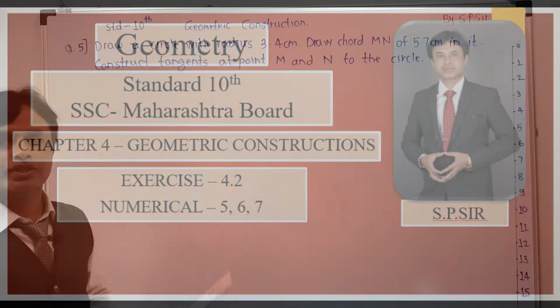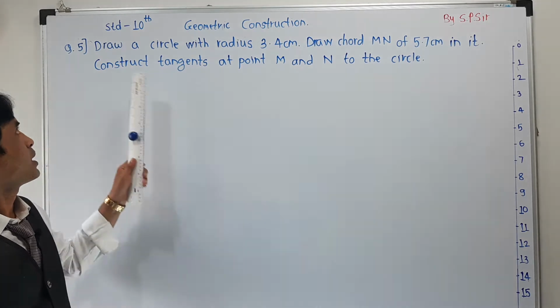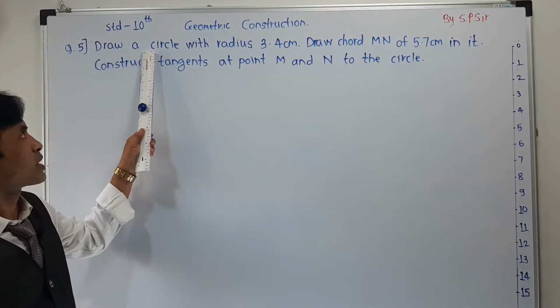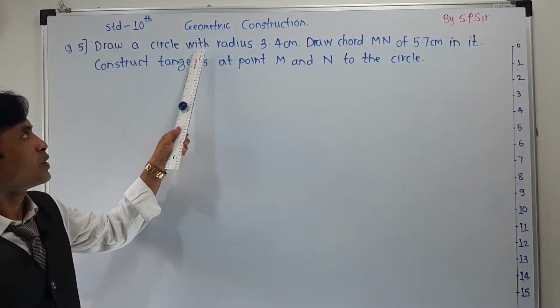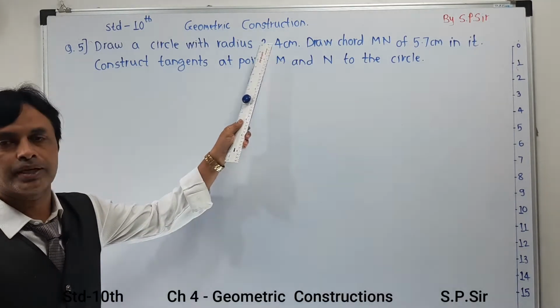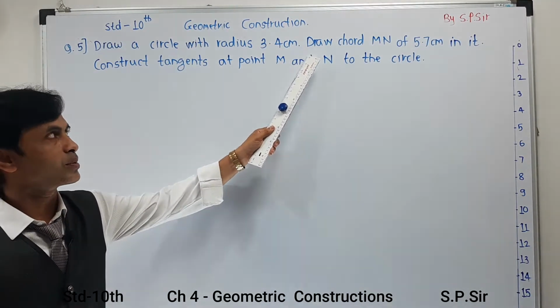Number 5. First of all, I am going to read the numerical so that we can start the construction. The question is: draw a circle with radius 3.4 centimeter. It means the radius is 3.4 centimeter.